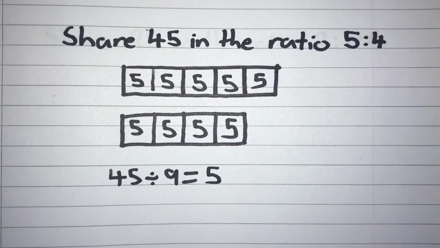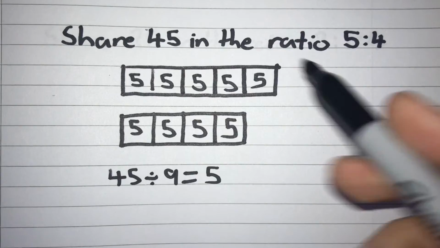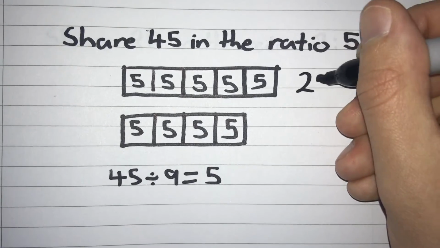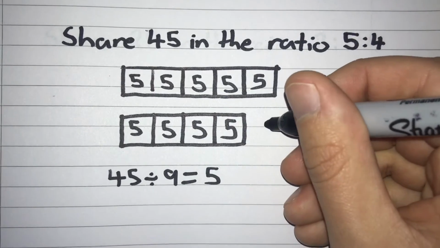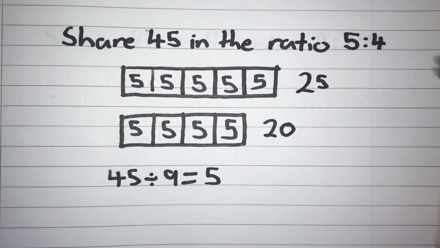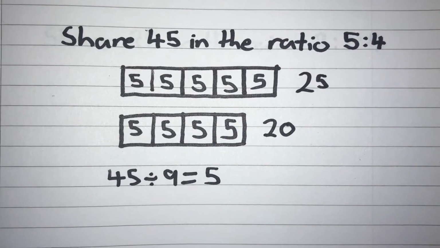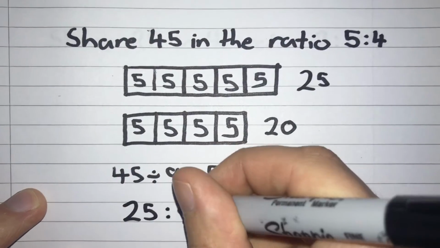So this first bar, we've got 5 lots of 5, where we could just do 5 multiplied by 5, or we could add them all up, and in total we get 25. Then our second bar, we've got 4 lots of this 5, so in total we have 20. So when we've split this 45 up into the ratio 5:4, we're going to get an answer of 25 to 20.